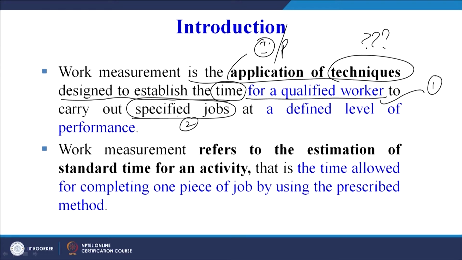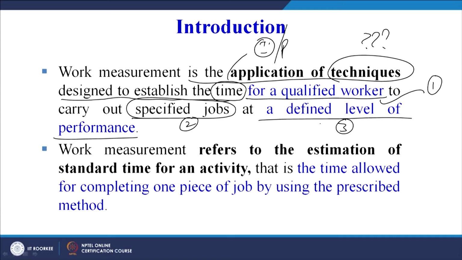To carry out the specified jobs, that is the second prerequisite. The jobs are also defined which have to be timed, at a defined level of performance. The level of performance also has to be established by the time study analyst, that is, some rating also has to be established. So there are three important things to be taken care of. Who has to be timed? On whom are we going to do the time study? That person must be skilled, a qualified worker. Secondly, he must perform the task in the specified manner and at a defined level of performance.